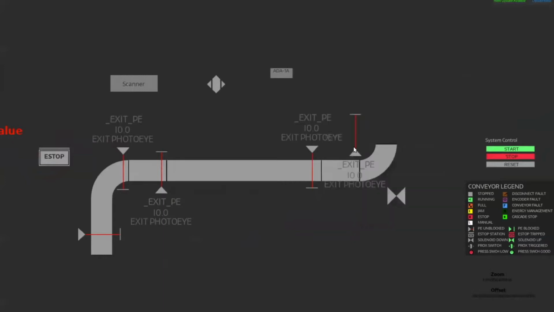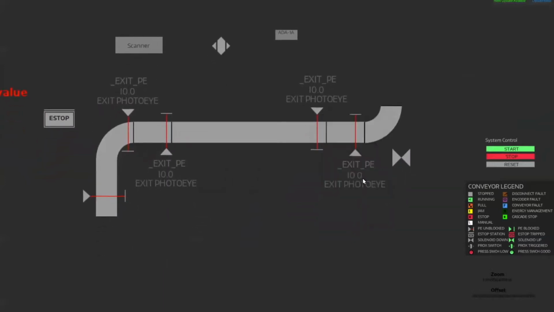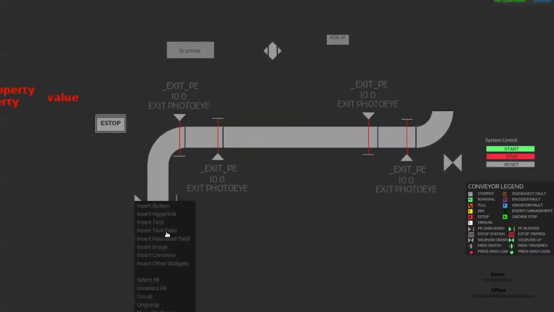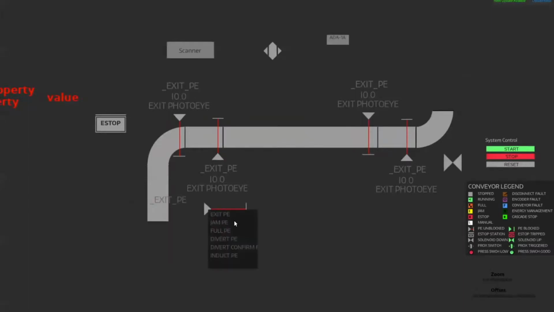Can we set up snaps when designing, so that we can manually set any snap value? Technically, yes. There is a kind of snap to grid option with ZOE, but it's usually easier just to manually move it. So let's make this one an exit photo eye. Well, let's change that and make that a full photo eye.